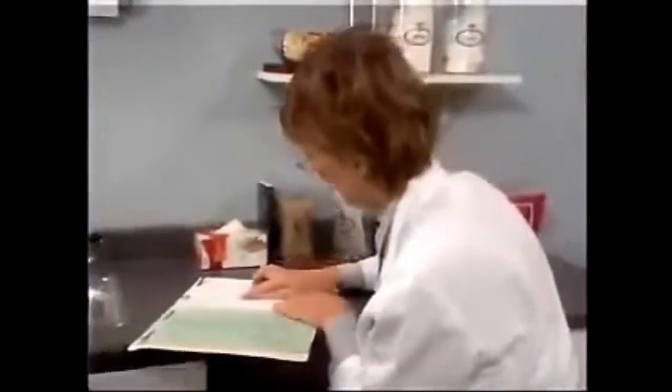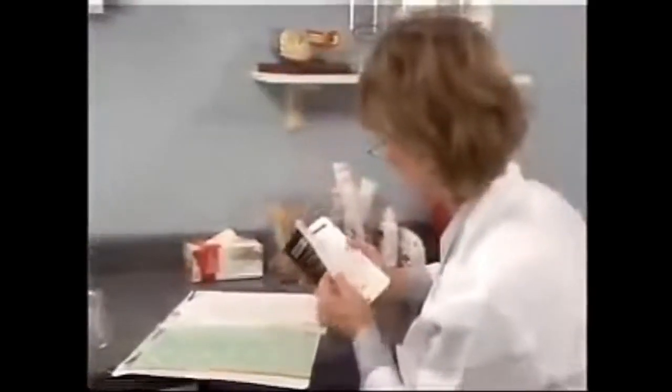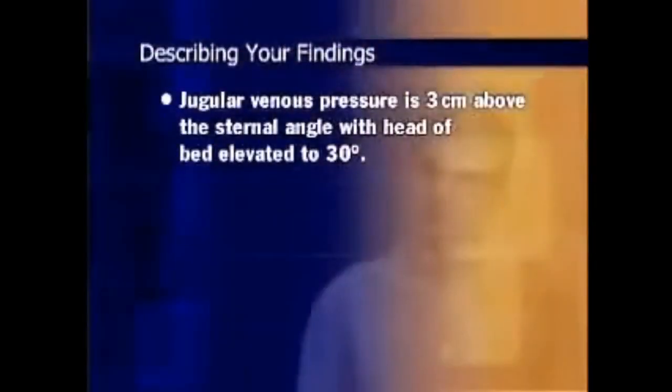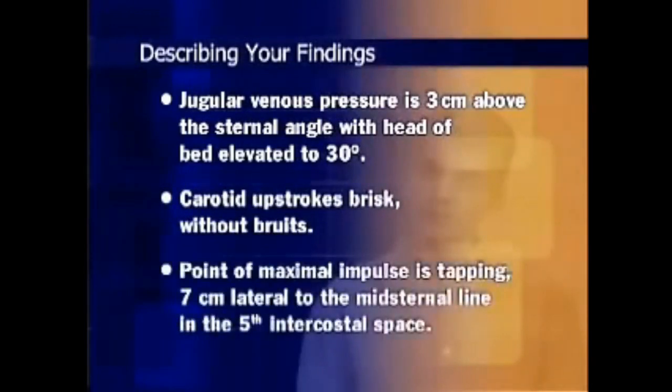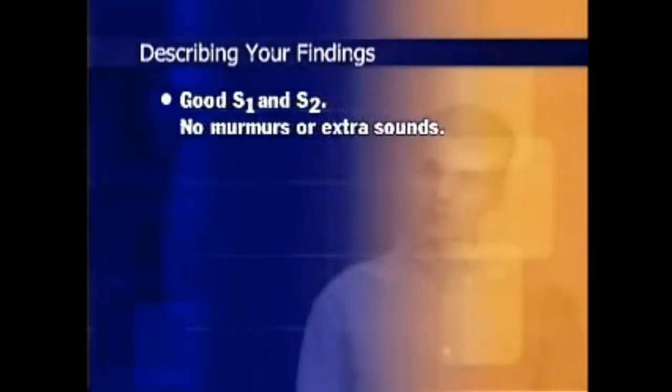A clear, well-organized clinical record, employing language that is neutral, professional, and succinct, is one of the most important adjuncts to patient care. For a healthy patient, your write-up might include language such as, the jugular venous pressure is 3 centimeters above the sternal angle, with the head of the bed elevated to 30 degrees. Carotid upstrokes are brisk without bruising. The point of maximal impulse is 7 centimeters lateral to the midsternal line, in the fifth intercostal space. S1 and S2. No murmurs or extra sounds.